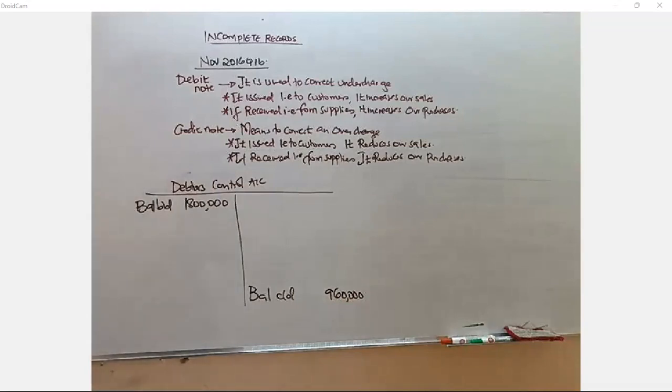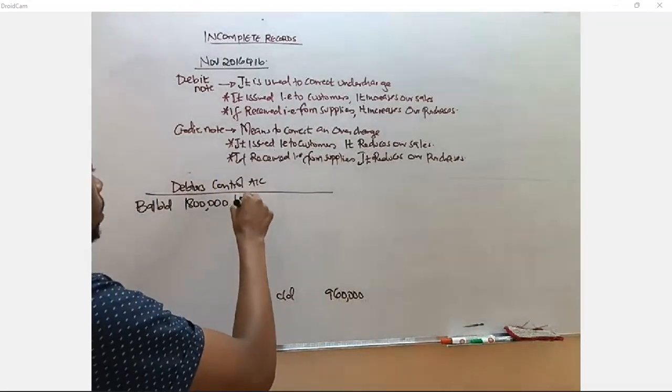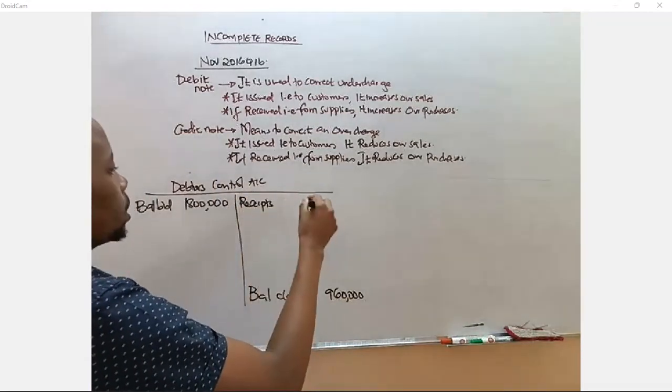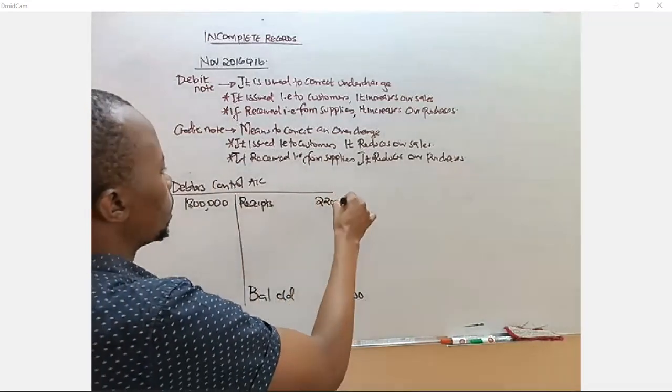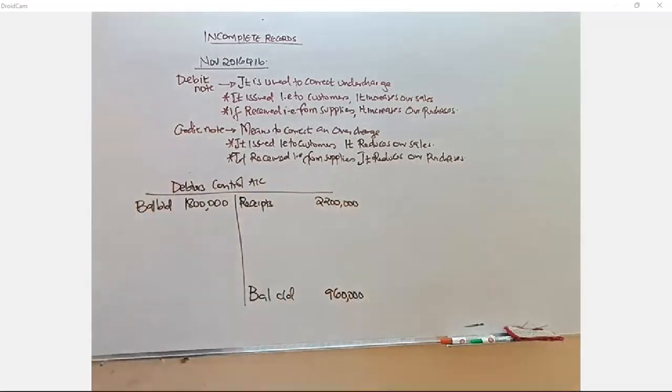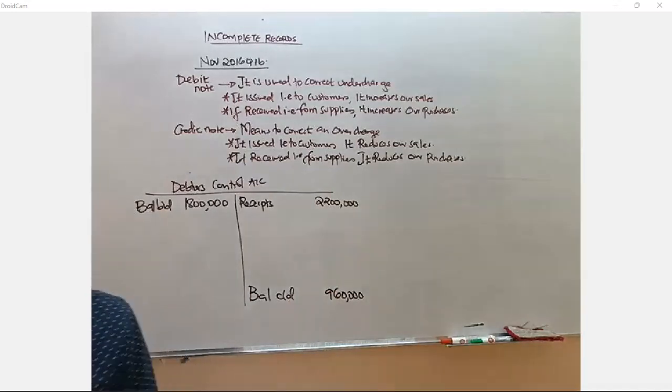Then let me see if we have some items affecting my account. In note number 3, extract from the bank statement, bullet number 2, we are given receipts from customers of 2.2 million. I can't see anything else affecting our ledger.